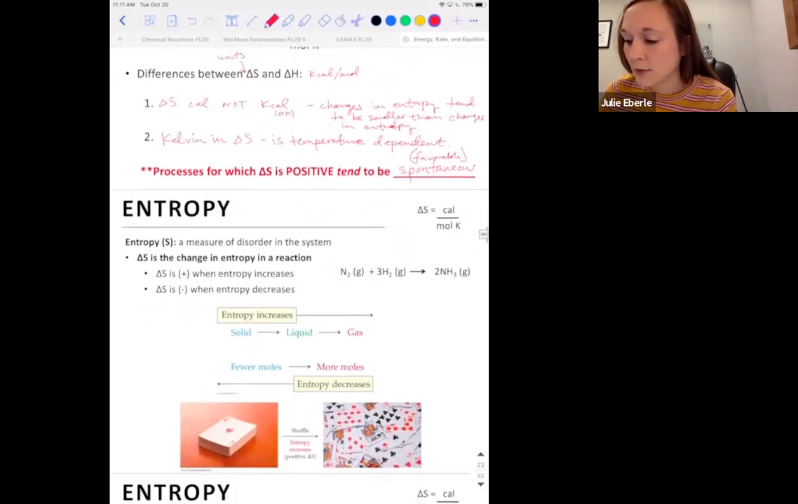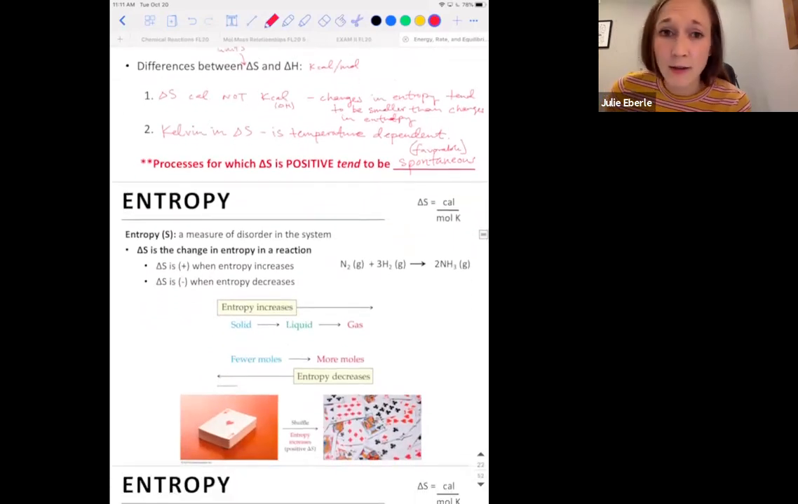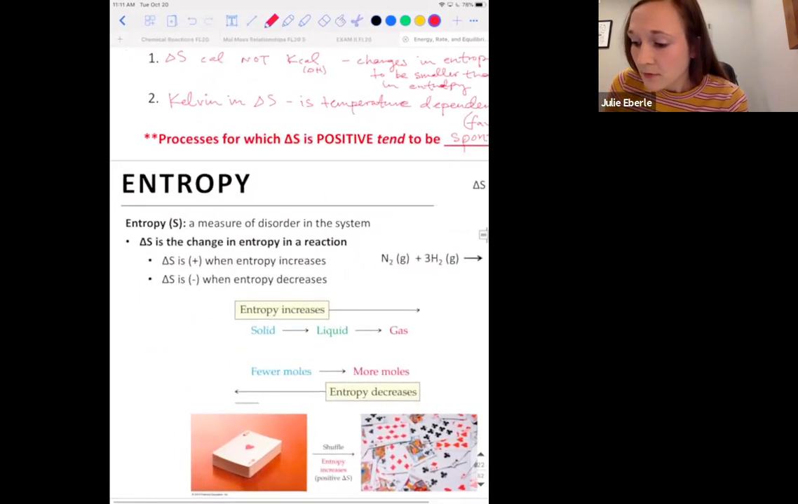So we're going to look at some more examples. This next figure that I'm about to show you is in your textbook. I forget what page it's on, but it's in the section of chapter 7 where it talks about entropy. And this figure is key. If you understand this figure, you will be able to measure and predict your delta S with accuracy every time. So these 2 bullet points right here.